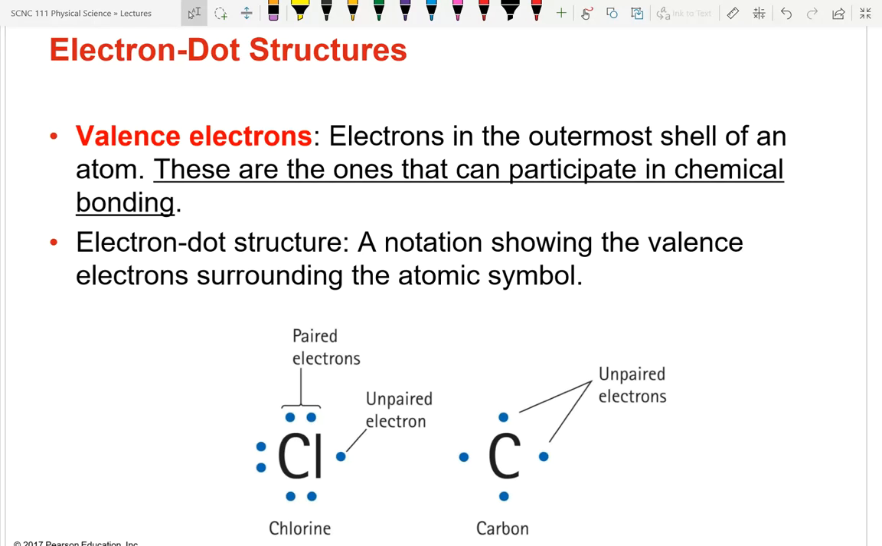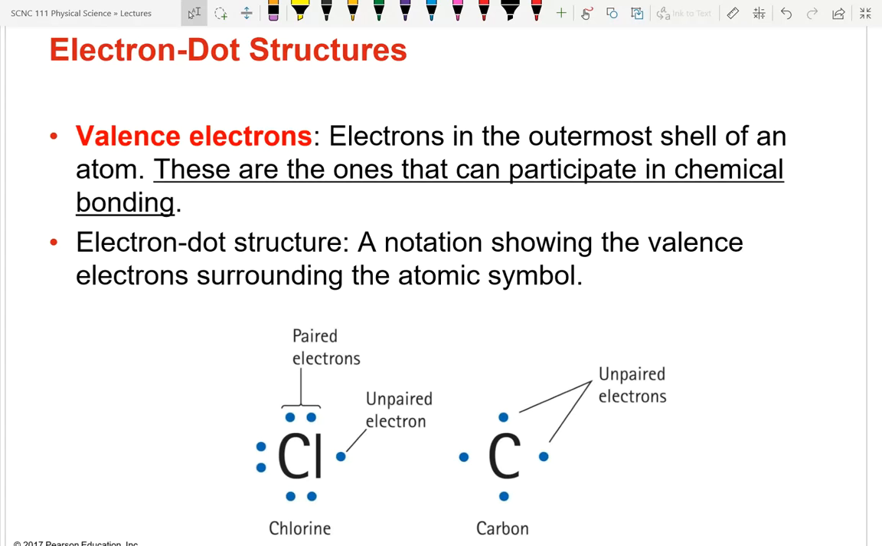The columns that are labeled 3 through 12 on that periodic table, we actually don't show those as valence electrons. The reasons are beyond what we're going to talk about here, but we actually only show 8 valence electrons even if it has 18 in its last shell.